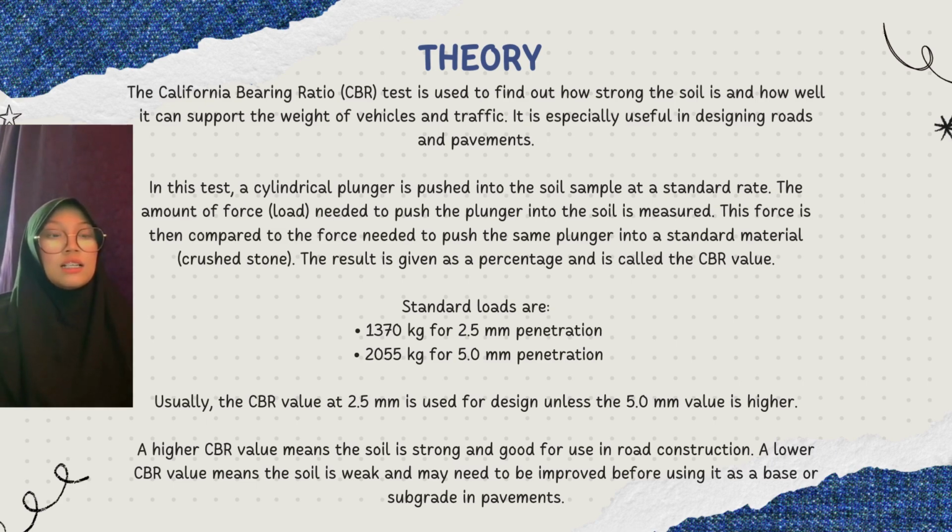Standard loads are 1,370 kg for 2.5 mm penetration. And second, we have 2,055 kg for 5.0 mm penetration. Usually, the CBR value at 2.5 mm is used for design unless the 5.0 mm value is higher. A higher CBR value means the soil is strong and good for use in road construction. A lower CBR value means that the soil is weak and may need to be improved before using it as a base or subgrade pavement.